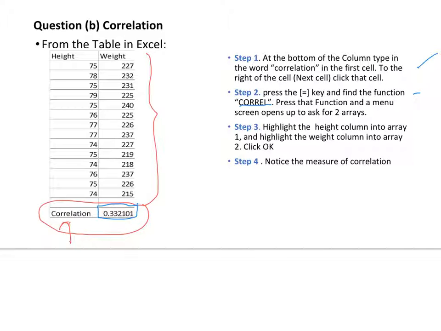We press that function, and a menu screen opens up to ask for two arrays. We highlight the height column into array 1. And then we highlight the weight column in array 2. We click OK, and then we see the measurement of correlation. In this case, r equals 0.33.